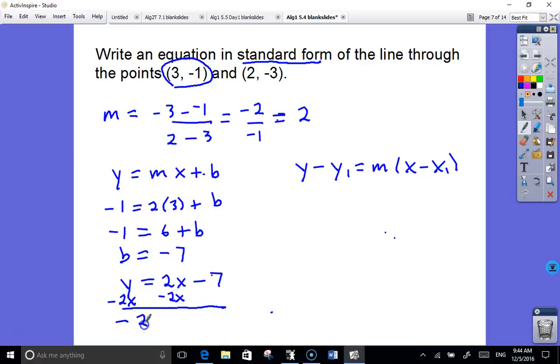So -2x plus y equals -7. So that's standard form. And it's an equation. There could be others, but that is the one we're doing. Now we could have done it this way, right?